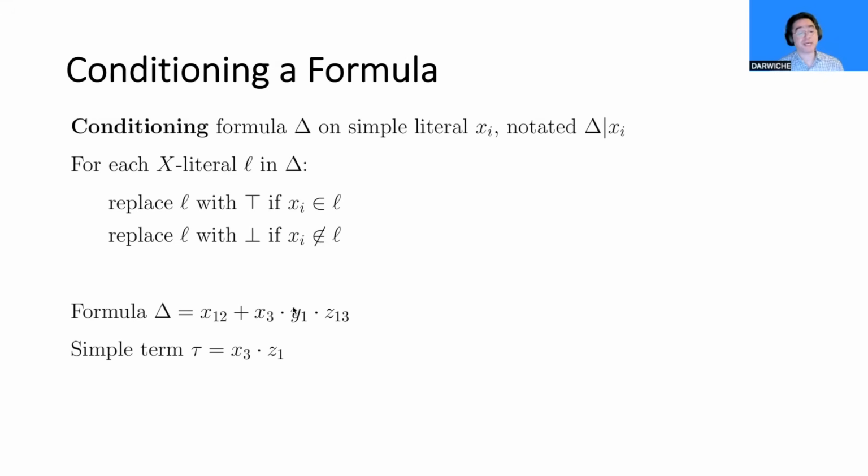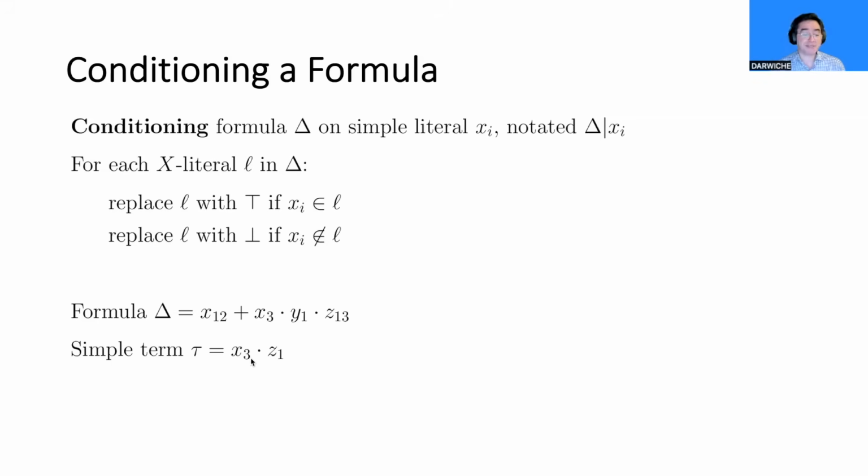Right? So let's take a concrete example. This is a discrete formula. This says variable X is either 1 or 2, and so on. And I'm now going to condition it on a term. Now, here I define conditioning on a state, but the conditioning is commutative. So I condition on this, then on that, or the other way around, you get the same result. So it's meaningful to talk about conditioning on a term.